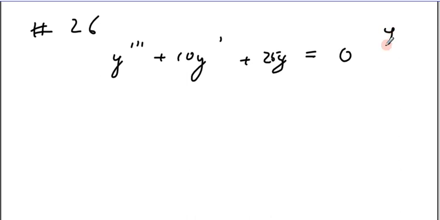Okay, now I'm looking at number 26. And number 26 says solve the initial value problem. Okay, so that's what I'm supposed to do, solve the initial value problem. Alright, so I got y triple prime plus 10y prime plus 25y prime is equal to 0. I have y of 0 is 3, y prime of 0 is 4, y double prime at 0 is 5. Oh, that's good, 3, 4, 5.